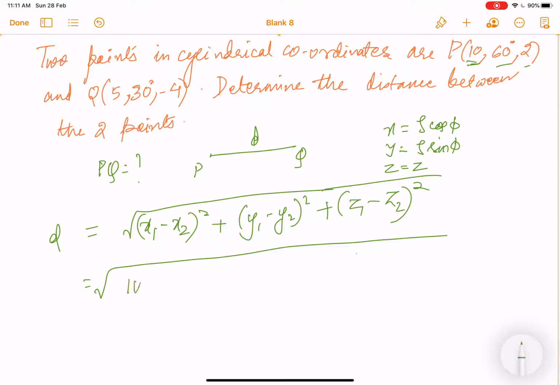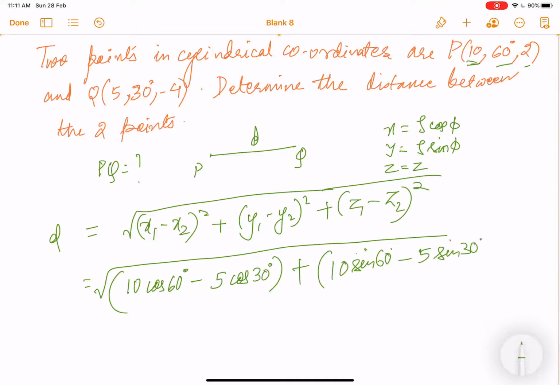Then x1 is 10 cos 60 degrees, and x2 will be 5 cos 30 degrees. Then y is 10 sin 60 degrees and the other one is 5 sin 30 degrees, whole square, plus this one will be 2 minus of minus 4, whole square. So I can use the calculator over here and find the values.